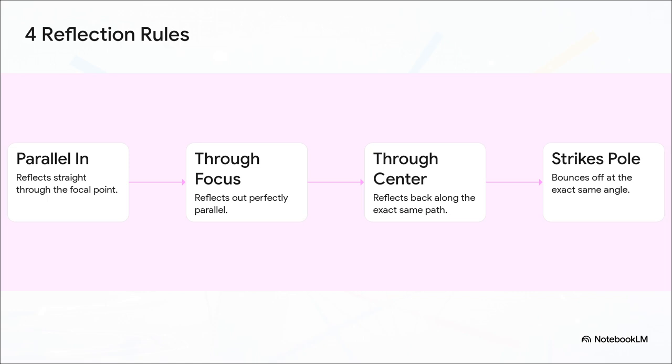Simple, right? Rule 3, if it goes straight through the center of curvature, it reflects right back along that exact same path. And finally, Rule 4, if it strikes the center pole, it bounces off at the exact same angle. See? Nothing to stress over, it's really just geometry.